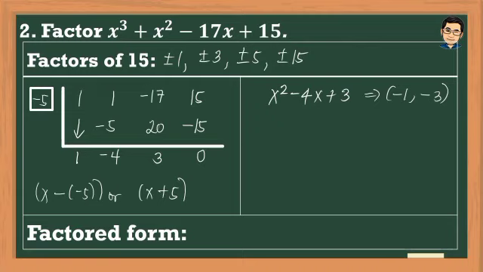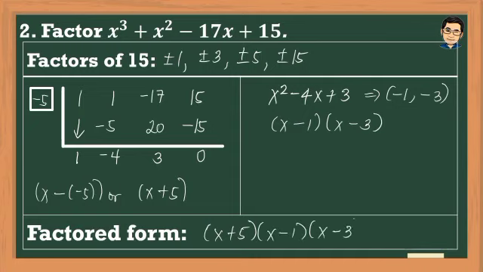So paano natin yan isusulat? X minus 1 and then x minus 3. Ayan. So next, yung final answer natin, x plus 5 and then times x minus 1 times x minus 3. So kapag ang mga terms natin na yung tatlong terms na yan, minultiply po natin yan, kailangan makuha nating sagot is yung given polynomial, which is x cubed plus x squared minus 17x plus 15.